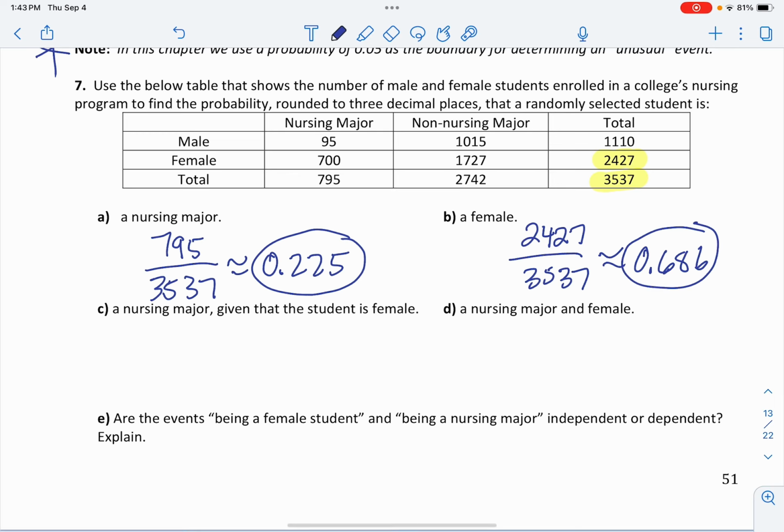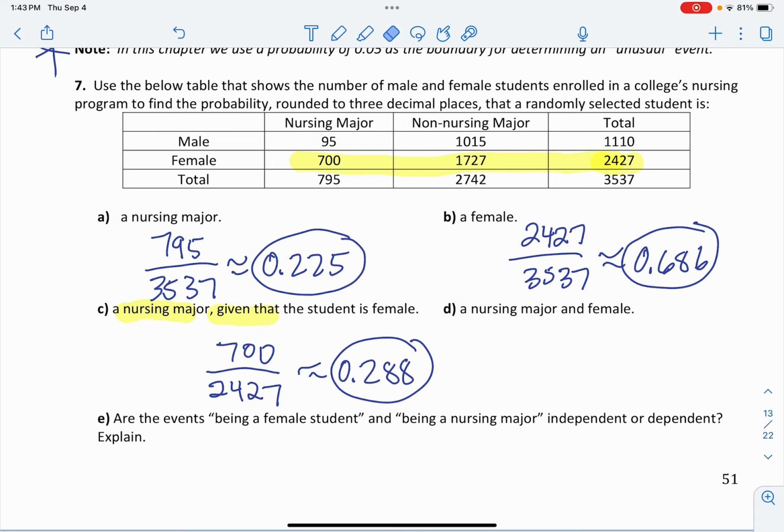Okay. The next one is a given that. So we've seen those already, those given that problems. Right. When you see given that, then you're going to look at that part, given that the student is female. So let's find the total female, 24, 27. That automatically is your bottom number. Right. Now, stay within that row, right? And then look at the first part, nursing major. That's the 700. So the top number is 700. And that's it. And then convert to a decimal. And you're good.